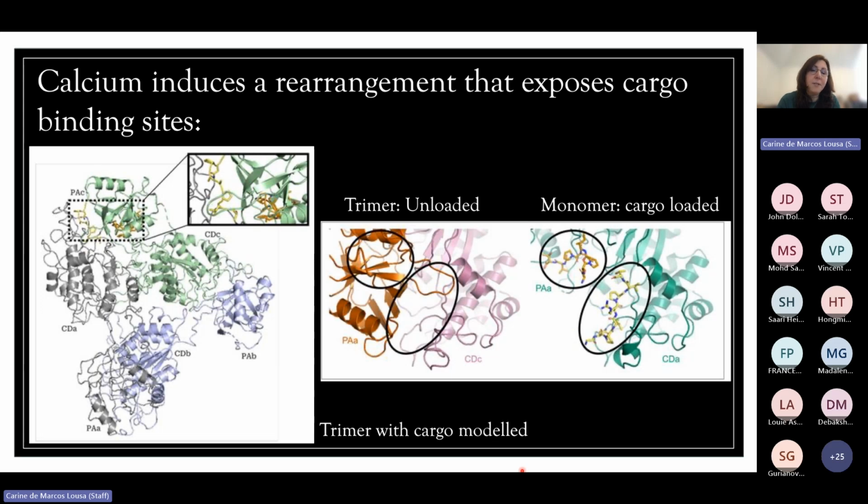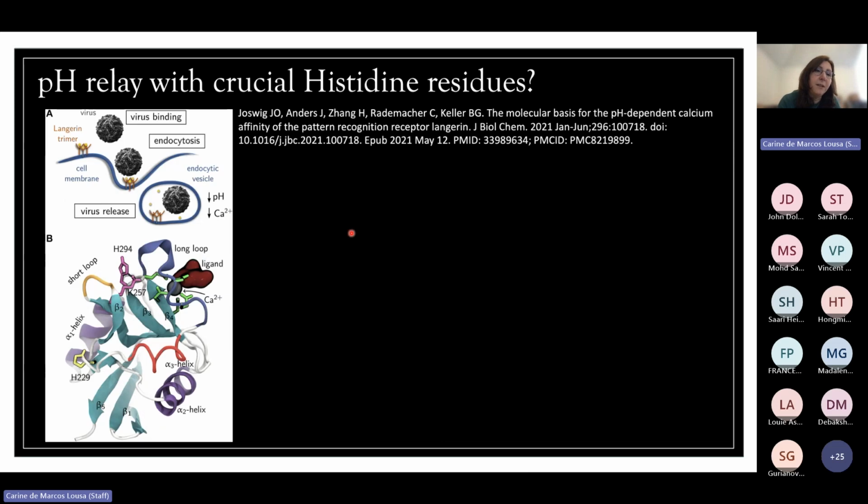So how is this rearrangement and opening done? This is probably done with the help of the pH and the calcium. We have come across this paper by Jos Wick, where they have hypothesized a pH relay where histidine residues are sensing changes in pH, and by sensing changes in pH, they are slightly rearranging the regions for calcium coordination, increasing or decreasing the affinity for calcium. And when they increase the affinity for calcium, this opens up the cargo binding site for the ligand.